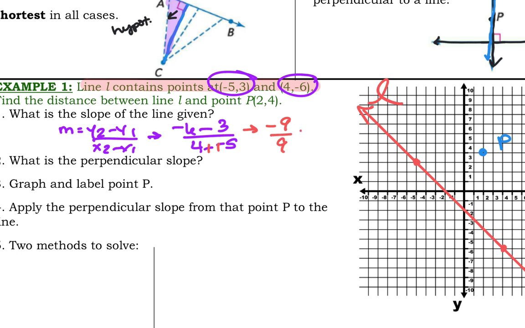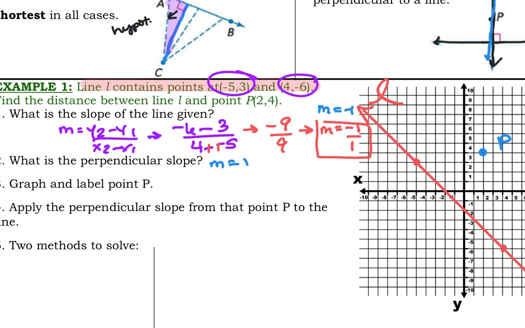9 divided by 9 is negative 1. So technically, even though it's negative 1, it's negative 1 over 1, right? All right. So what would be the perpendicular slope to it? 1 over 1, right? Which technically is just what? 1. Your ones, just so you know, your ones are the only exception when it comes to that opposite reciprocal.